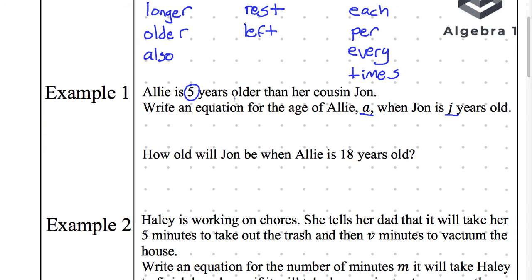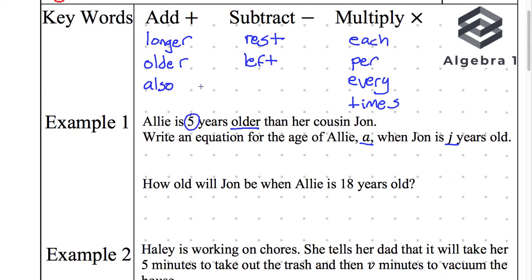So, oh, look at this key word here. Older. I think I'm probably going to be using the one that goes with older, which is addition. So just from these elements of the problem, I can tell I'm going to have a 5, A, J, and a plus sign. Are you okay, Jennifer? Yeah. So this is going to be a plus sign.